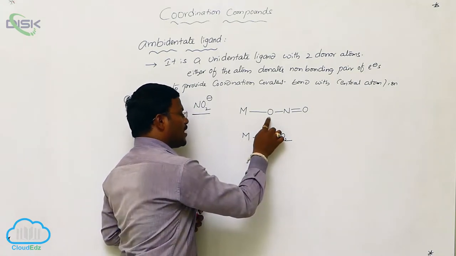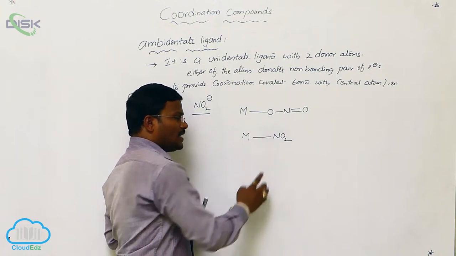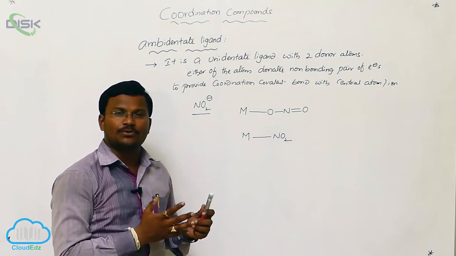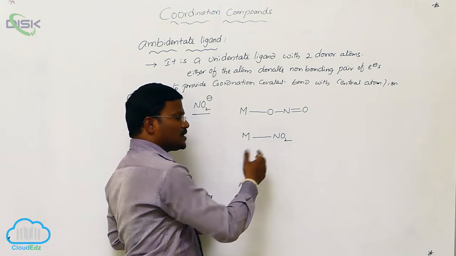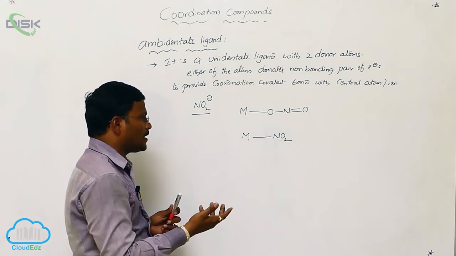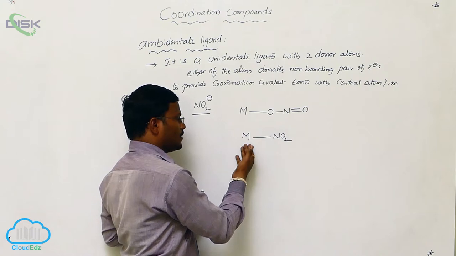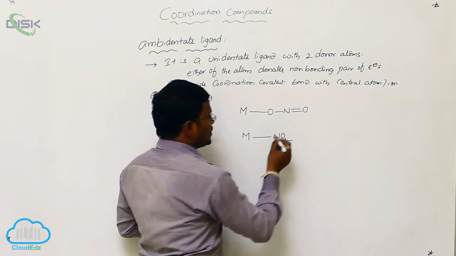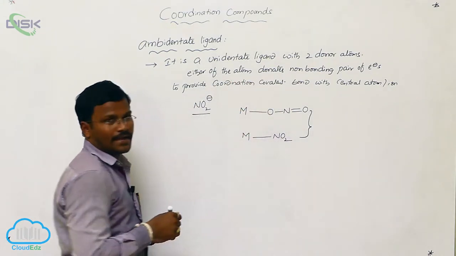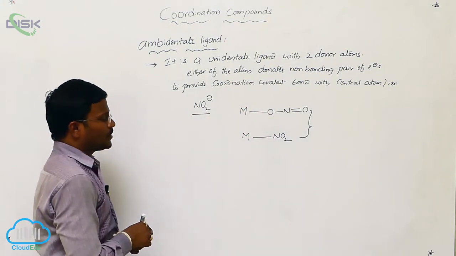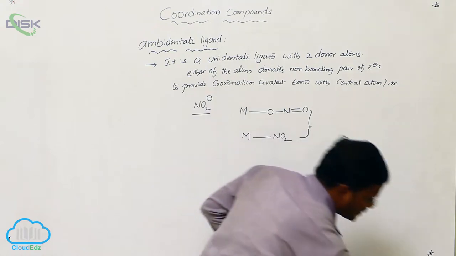Here that may be oxygen or may be nitrogen. Sometimes oxygen donates and forms a coordination covalent bond with the central atom, or sometimes nitrogen can donate a non-bonding pair of electrons to form a coordination covalent bond with the metal atom. Hence this type of ligand is called an ambidentate ligand. It is the most important question in IPE examination.